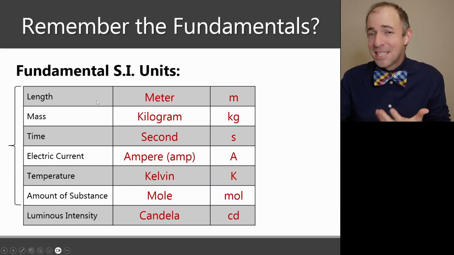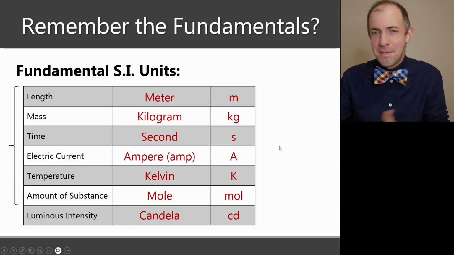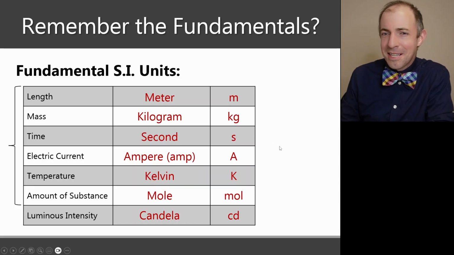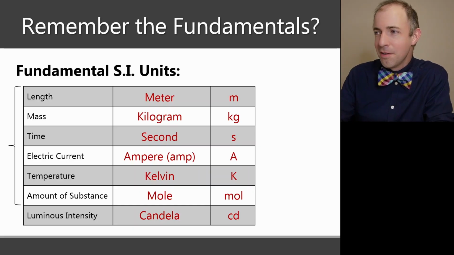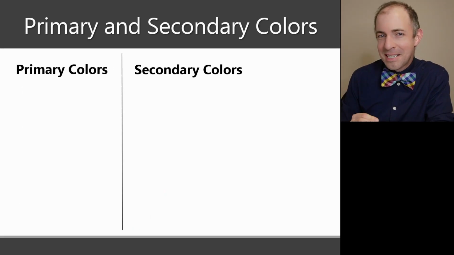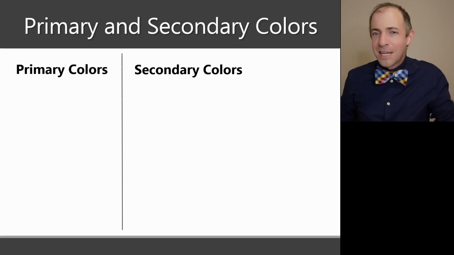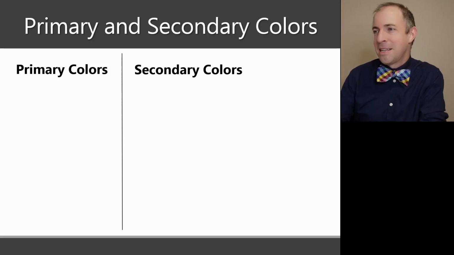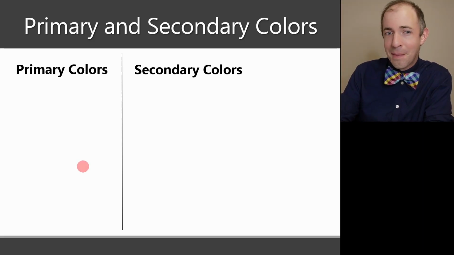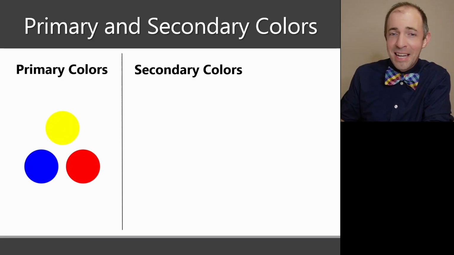There's a list of 7 official SI fundamental units. Now that doesn't really make as much sense when you're talking about them by themselves, but it makes a little bit more sense as a concept if you combine it with something known as derived units. So to do this, we're going to use an analogy of primary and secondary colors. If you remember your elementary school art class, the primary colors are red, yellow, and blue.